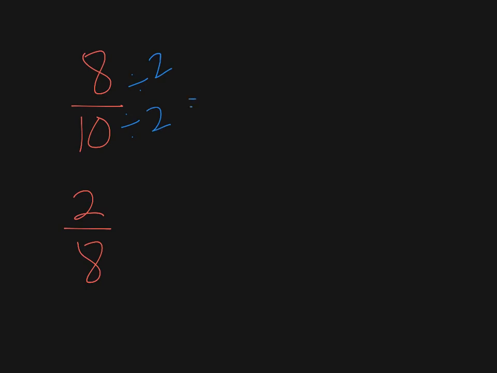Because 8 divided by 2 gives me 4. And 10 divided by 2 is 5. So we know that 8 tenths and 4 fifths are equivalent, meaning that they're the same. It's just been simplified. And for the bottom one, it's going to be 2 and 2 once again. 2 divided by 2 is 1, and 8 divided by 2 is 4. So we know that 2 eighths and 1/4 are equivalent.